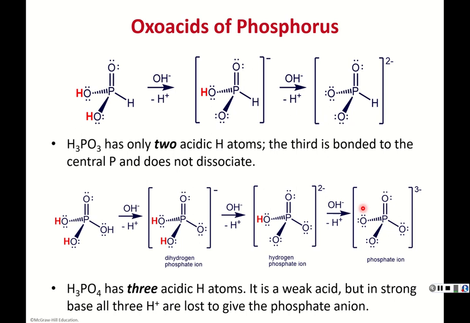Both of these acids are weak. They're not considered strong acids. But it follows the same trend where the more oxygens you have, the stronger the acid. So phosphoric acid is stronger than phosphorous acid.